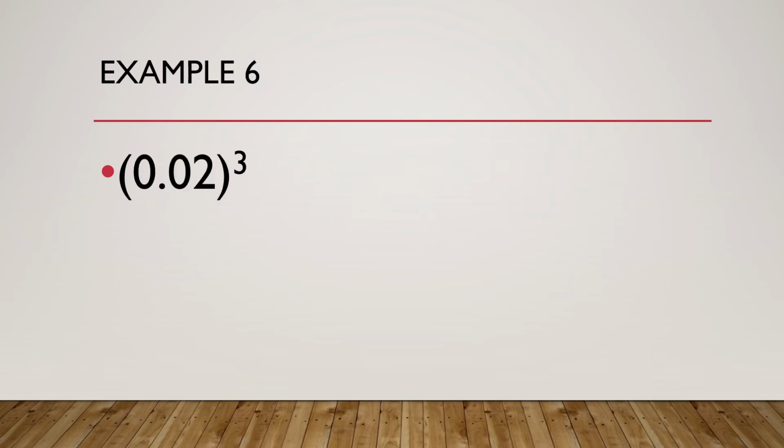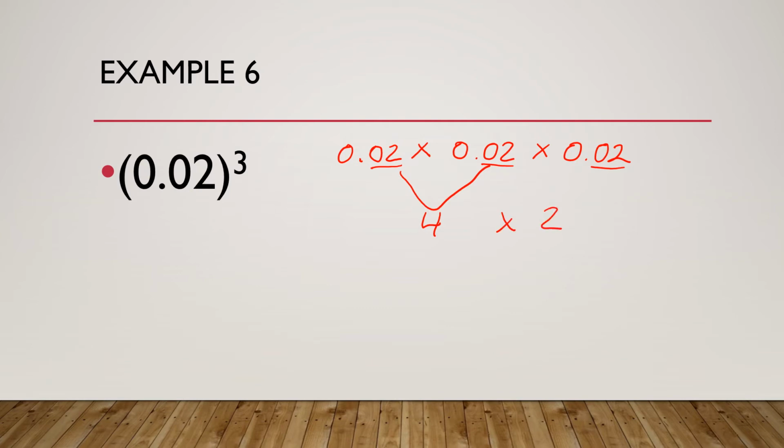Example 6, we have 0.02 cubed. So 0.02 times 0.02 times 0.02. You should recognize that 2, 4, 6. So your answer is going to have 6 decimal places. So 2 times 2 is going to give you a 4, times the other 2 is going to give you an 8. So like I said, we're going to have the 8, but we can count 2, 4, 6 decimal places.